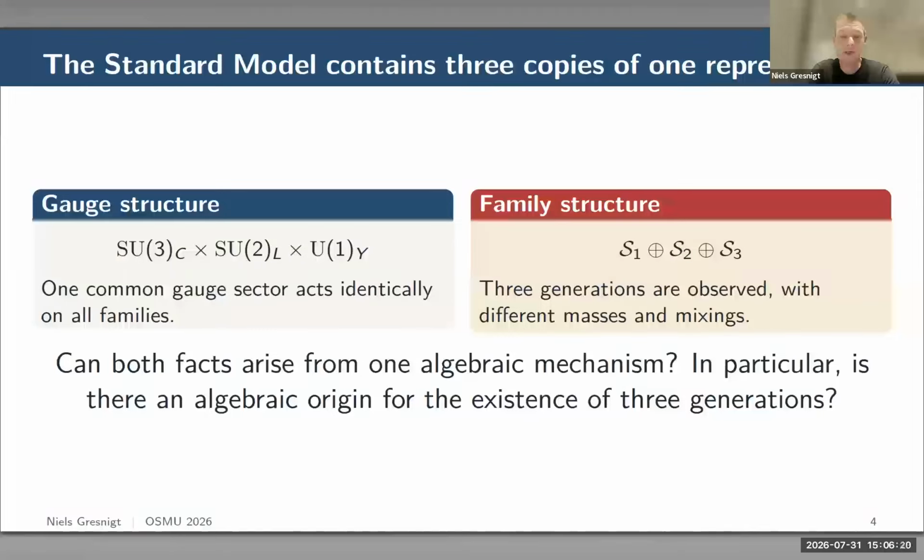And so the question I've been asking, and I'm not the only one that's been asking this question, of course, is whether we can represent this structure that we observe algebraically. And in particular, is there an algebraic origin for the existence of three generations?